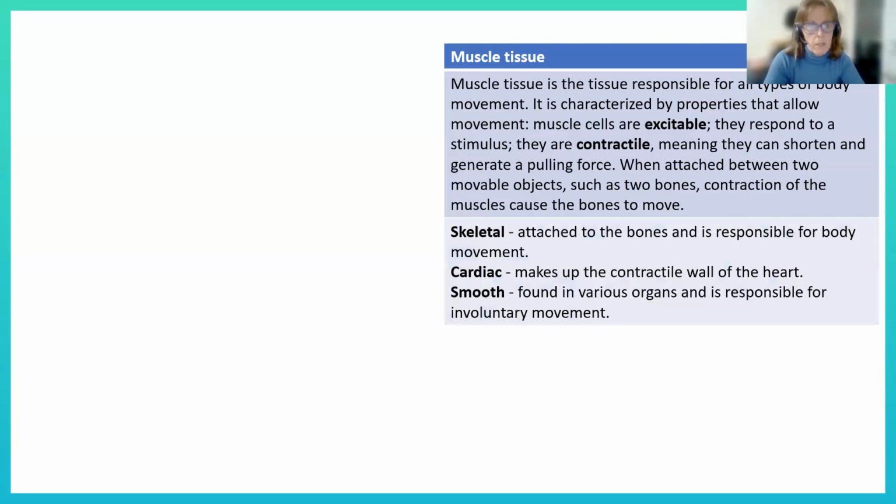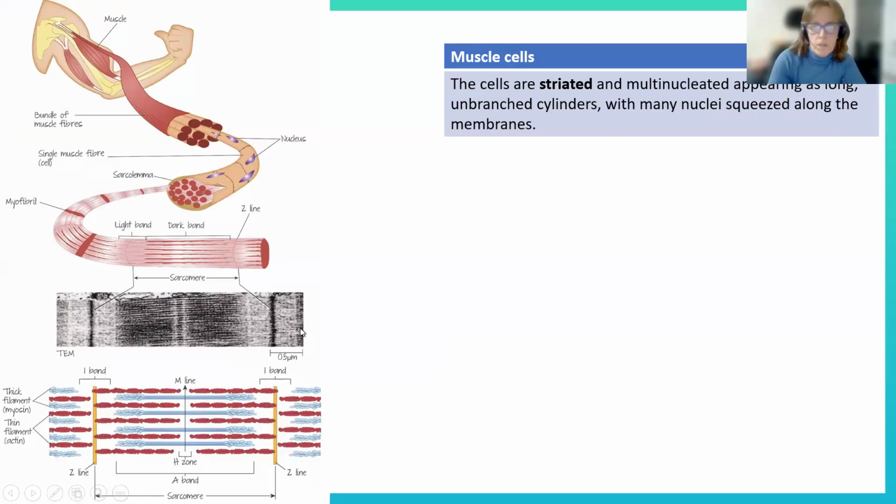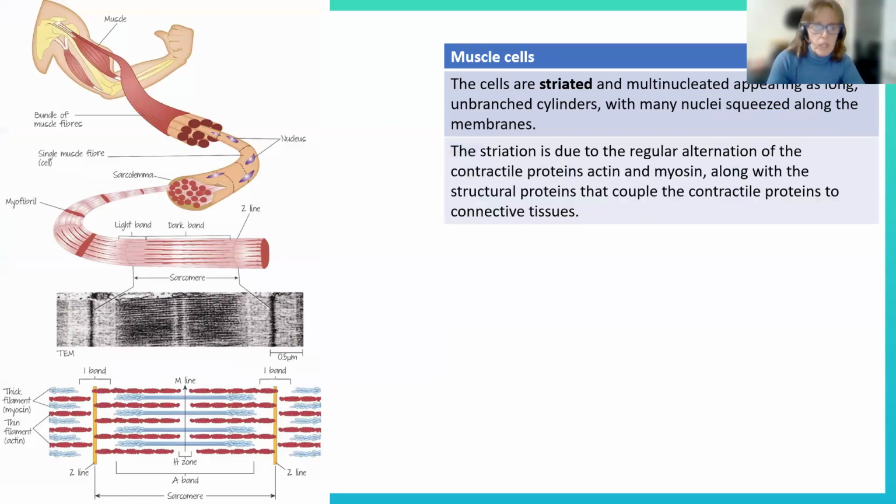But we're going to have a quick look at the muscle cells now, which are adapted for their function. They're striated. We say striated because they look stripy under the microscope. They are multinucleated. That means they've got several nuclei because they're made up from lots of cells merged together in their early development stage.